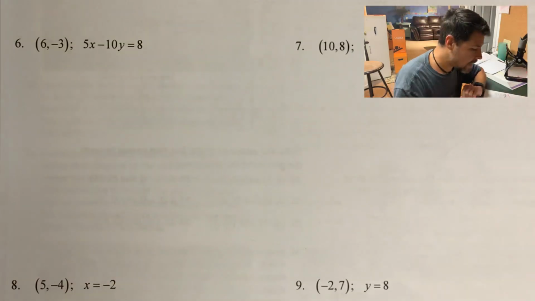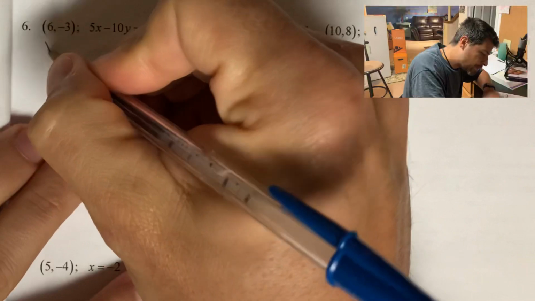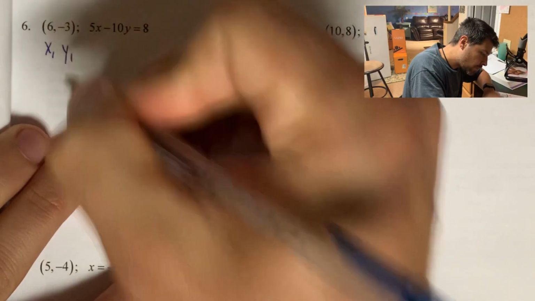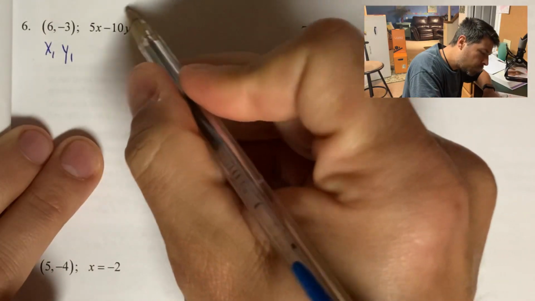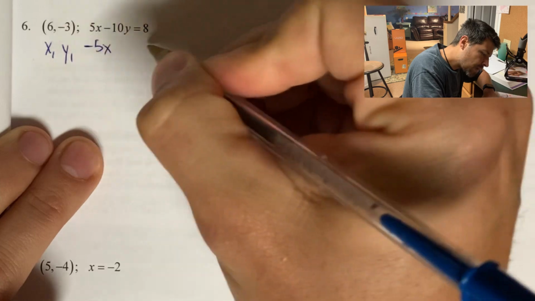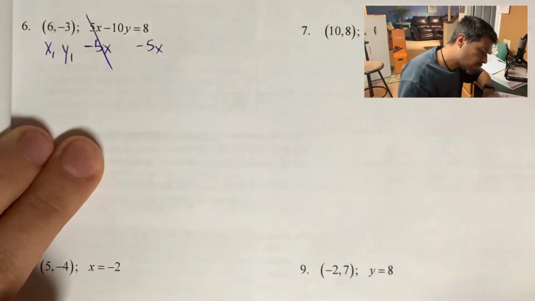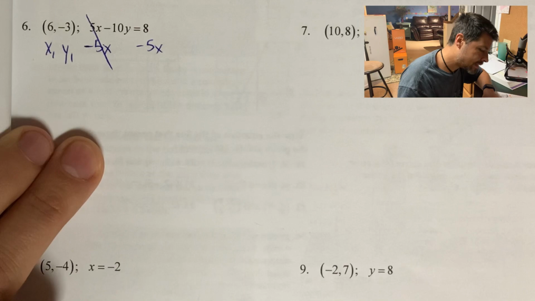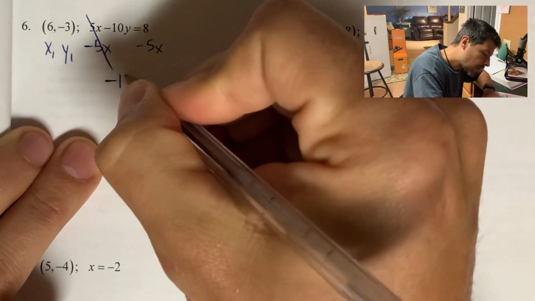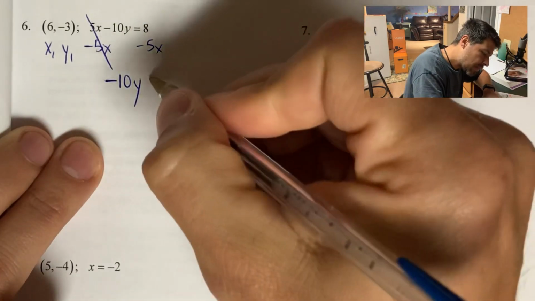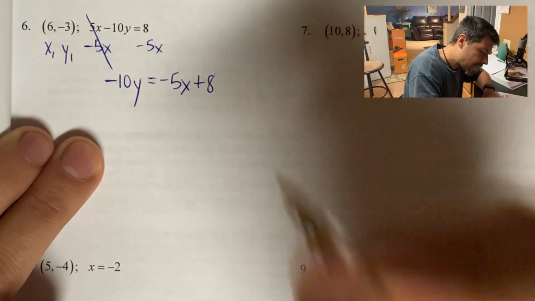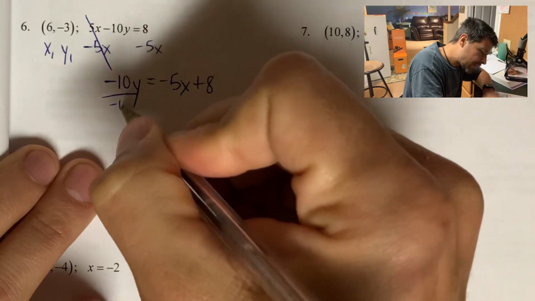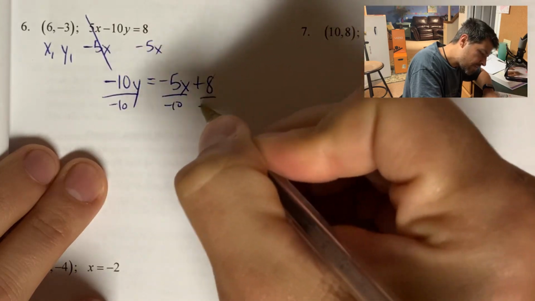Let's try that again in number 6. Again, they give us a point, 6, negative 3. We'll call this x1, y1. I have to figure out the slope of the line in number 6. Well, let's get y by itself by subtracting 5x from both sides, because if I get y by itself, then I can find out what the slope is. Negative 10y comes down. I'm going to write my x term first, negative 5x, and then I'm going to bring down the plus 8. Let's divide by negative 10, divide by negative 10, divide by negative 10.